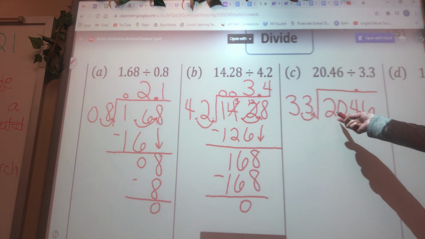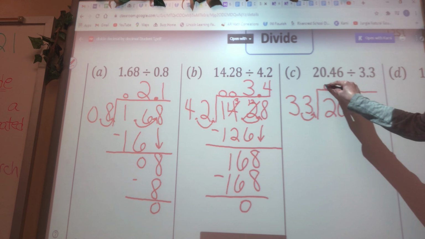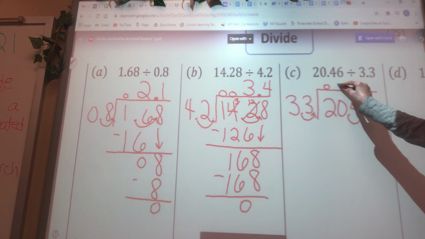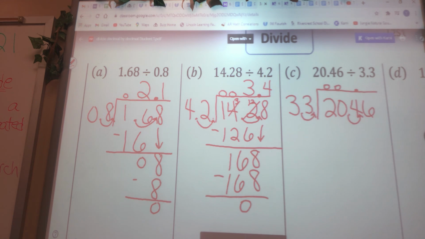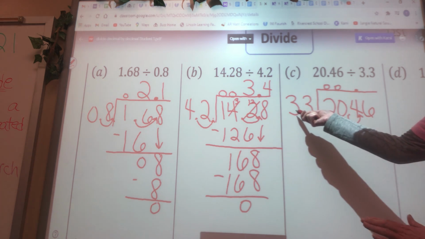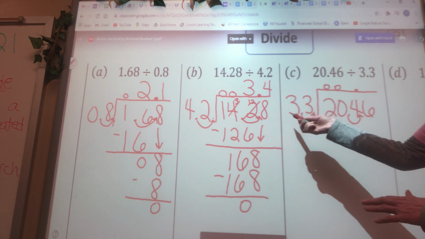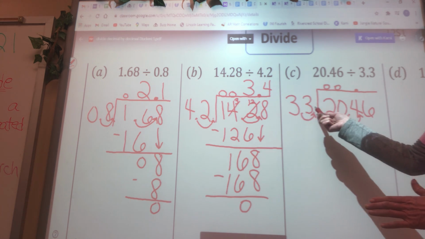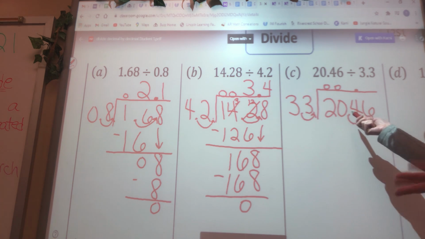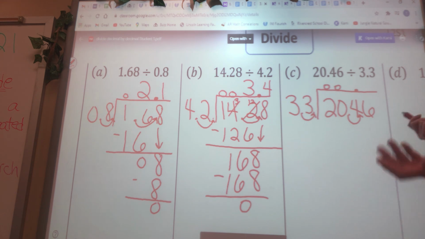Well, I know that 33 won't go into 2, so I placeholder 0. And I know 33 won't go into 20, so I placeholder 0 again. But I know that 33 will go into 204, but I'm not sure exactly how many times. So I'm going to look at what's in my tens place to get me an estimated starting place. 3 wouldn't go into 2, but it would go into 20. And 3 would go into 20, let's see, about 6 times.